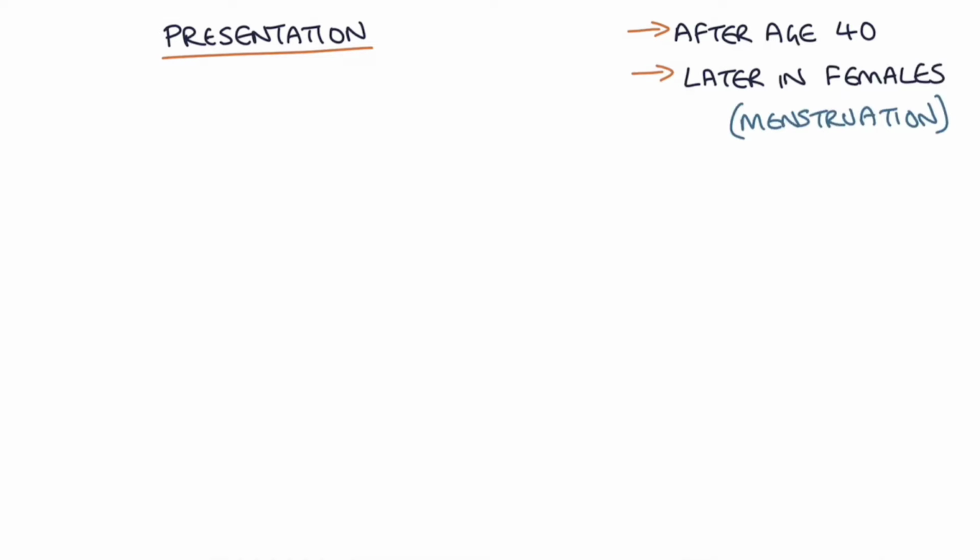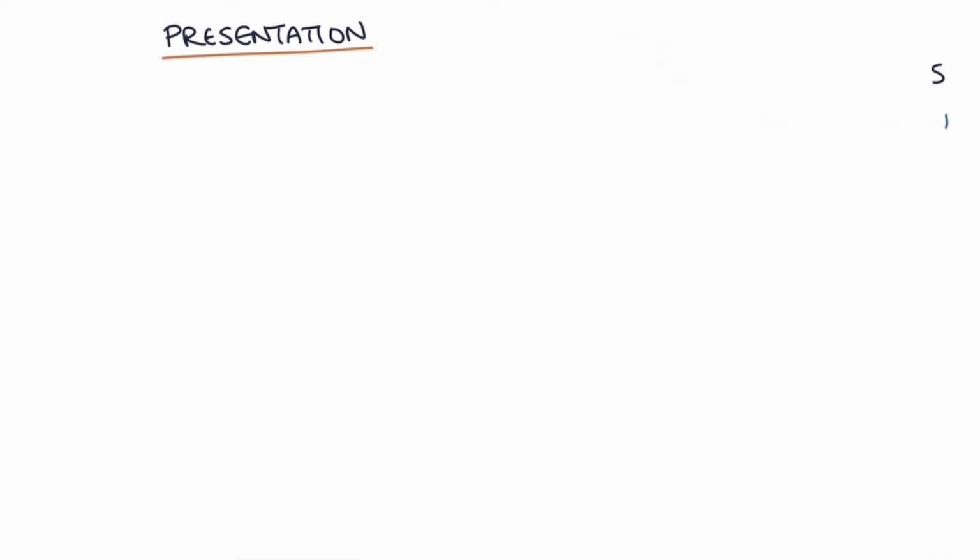So, what is the presentation of haemochromatosis? Well, haemochromatosis usually takes a bit of time before enough iron builds up in the body for it to become symptomatic. So it usually presents after the age of 40, and it actually presents later in females due to menstruation acting to regularly eliminate blood and iron from the body, so it takes longer for those iron stores to build up to the point where it causes symptoms, and these symptoms usually come on after the menopause.